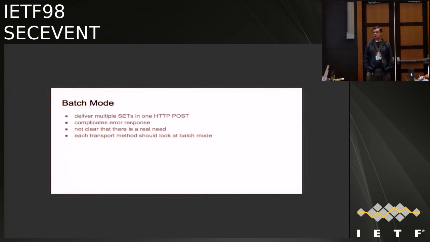We talked about supporting a batch mode where one HTTP POST is able to deliver multiple SETs at once. The main complication is that the error response is complicated now, so you cannot rely on the HTTP status code. You need an array of status codes to see which SETs were accepted or not. And it was not clear there is a real need for batch mode, so we decided not to add it at all. I'm not even sure if it ever was in the draft, I guess, right? But we did talk about it.